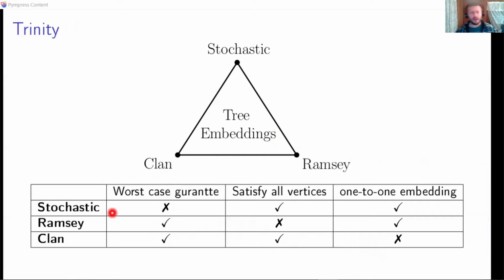Specifically, the stochastic embeddings satisfy all vertex pairs, and it's this classic one-to-many embedding. However, it sends only one point to one point, and it doesn't have a worst case guarantee, it's only in expectation. The Ramsey type embedding has a worst case guarantee, which is great, and it's a one-to-one embedding, but it does not satisfy all pairs, only some partial pairs. And finally, the clan embedding is both worst case and satisfies all pairs. However, the compromise is that it's not a one-to-one embedding.